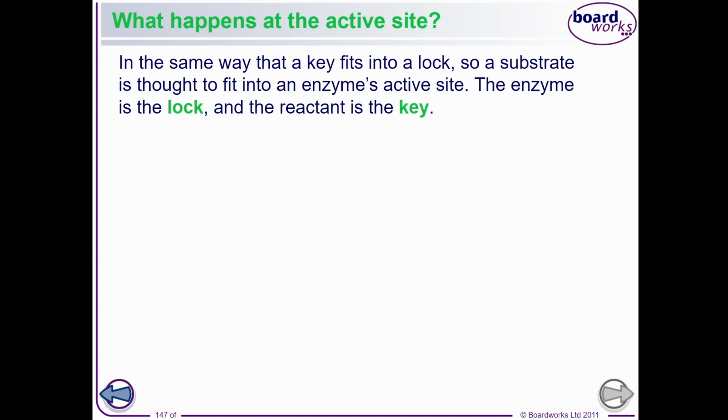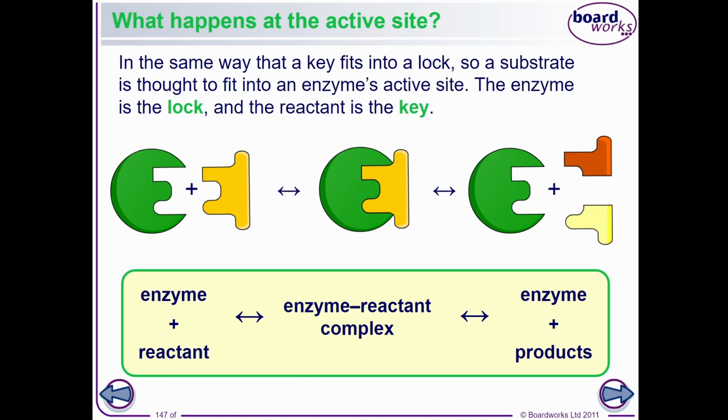Sometimes we say enzymes bind together via lock and key. And we can get an enzyme-reactant complex when the key, or the substrate, fits in the lock, or the active site. And then catalyzation happens and we get enzyme and product.